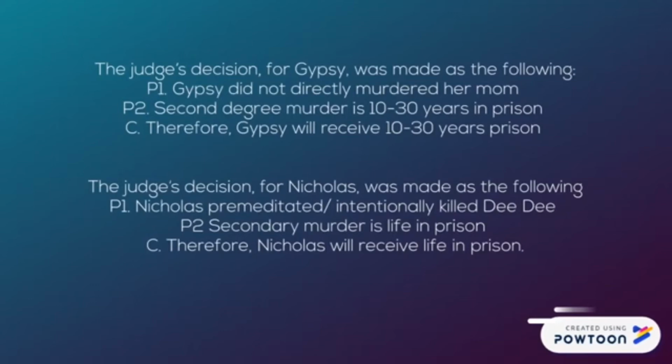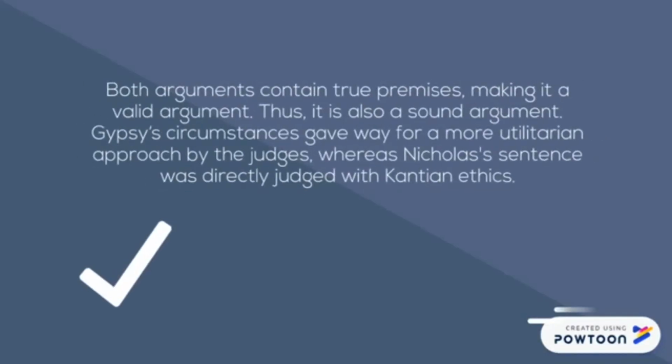However, the judge's decision for Nicholas was made as the following. Premise 1. Nicholas premeditated and intentionally killed Dee Dee. Premise 2. First-degree murder is life in prison. Conclusion. Therefore, Nicholas will receive life in prison. Both arguments contain true premises, making them valid arguments. Thus, they are also sound arguments.